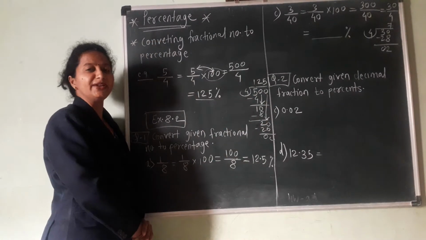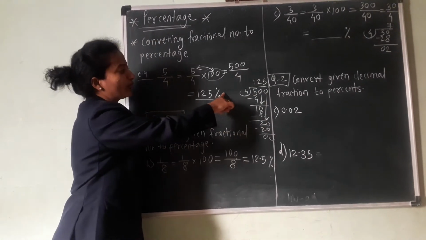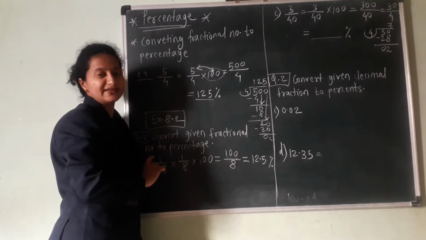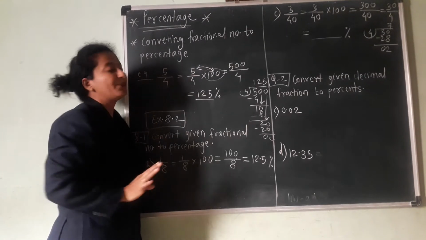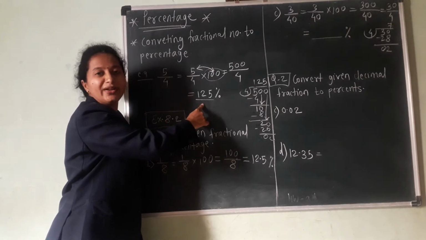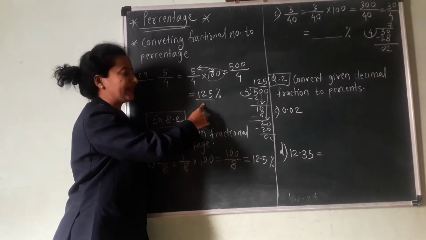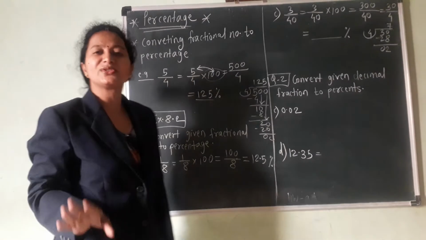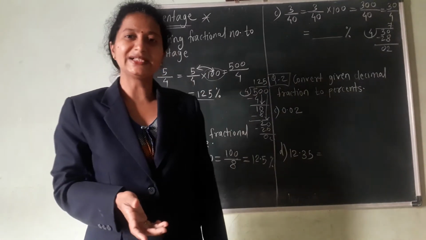We have to convert into percentage, so don't forget to put the sign of percentage. That means 5 upon 4, when we convert it into percentage, is 125 percent. Okay, it's very simple. So now we'll start the exercise.